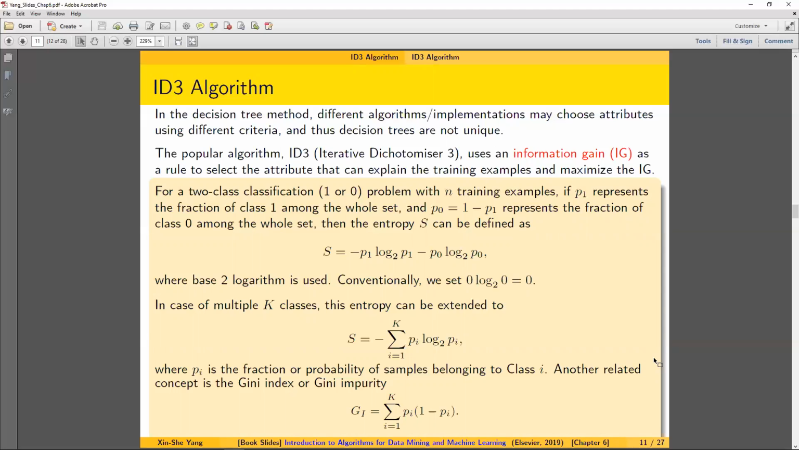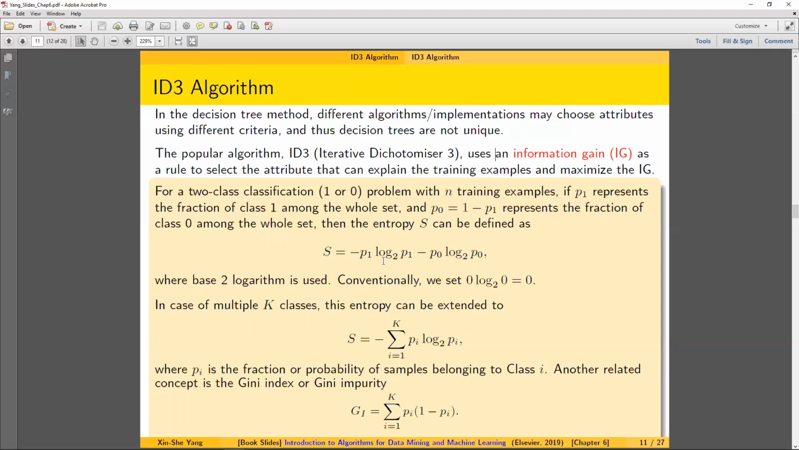ID3 is a popular algorithm in decision trees. It's called Iterative Dichotomizer 3. It uses information gain as a rule to select the attribute that can explain the training examples and maximize the information gain. So let's take a look. Remember that we defined this quantity called entropy.